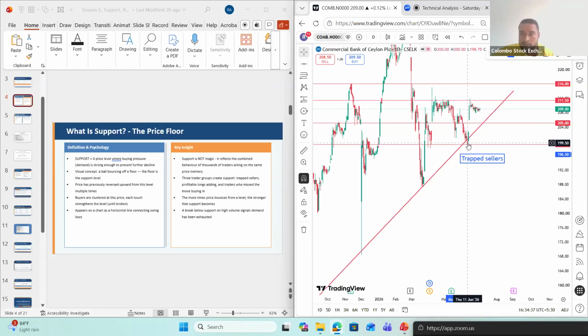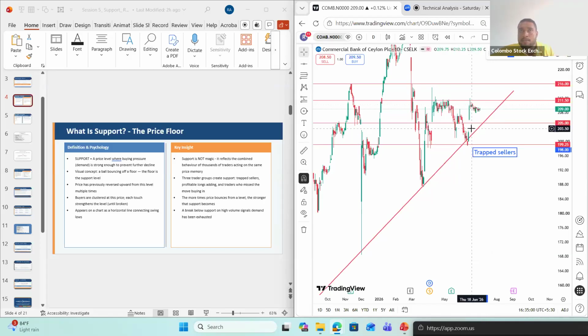So let's say someone has sold or entered into a short position somewhere here. Then when the price is going up, they are in losses. When the price is going down only, they will be in profitable trades because they have shorted the stock, right? If they have shorted the stock, when the price is going up, they are in losses.